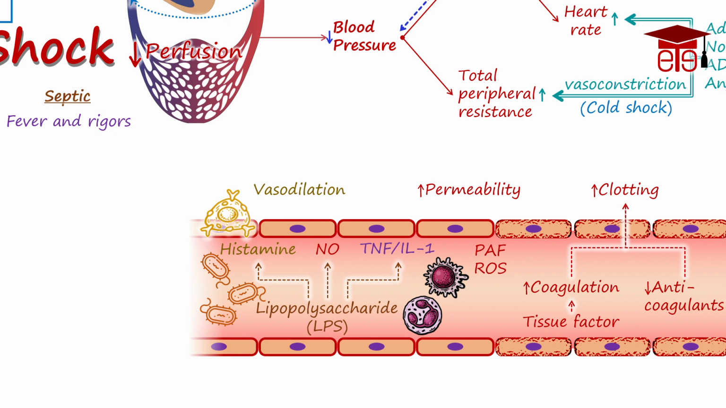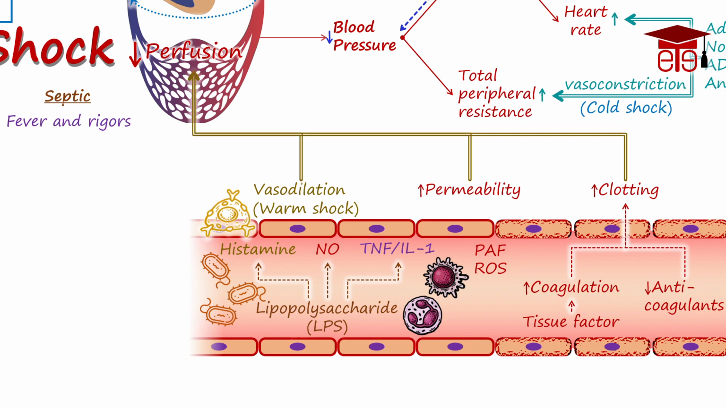As the blood flow in the peripheral blood vessels increases, the skin becomes warm and flushed. So, distributive shock is a kind of warm shock. The overall combined effect of widespread vasodilation, increased vascular permeability, and microvascular blood clotting all contribute to the decreased perfusion of blood to vital organs.